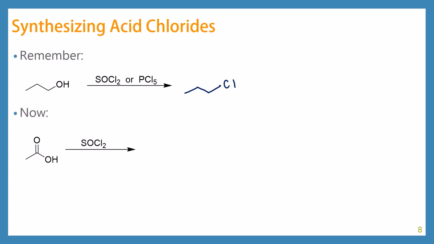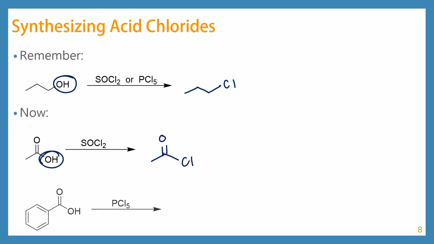Now in this class, we're going to see that you can do the exact same thing with a carboxylic acid, and the OH group will be replaced by a chlorine atom just like it was before. The only difference here is that we have a carbonyl compound, but the overall change is still the same. So you're definitely going to need this for a couple reactions in this chapter.